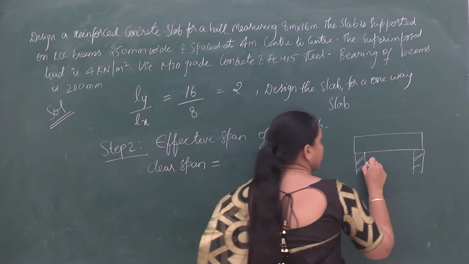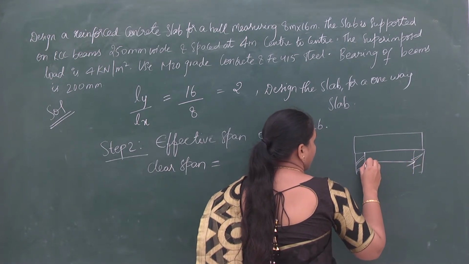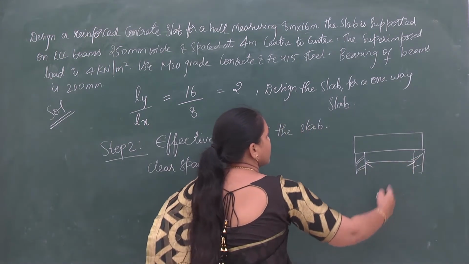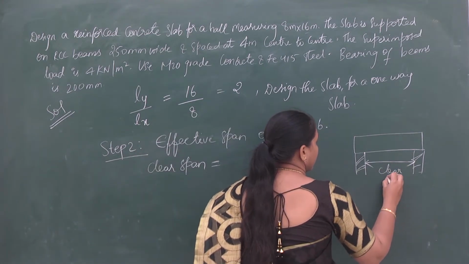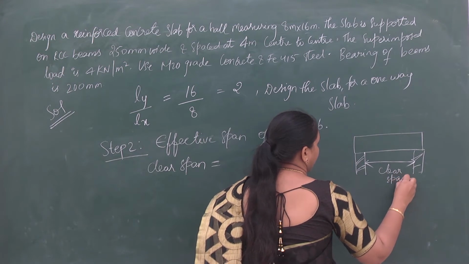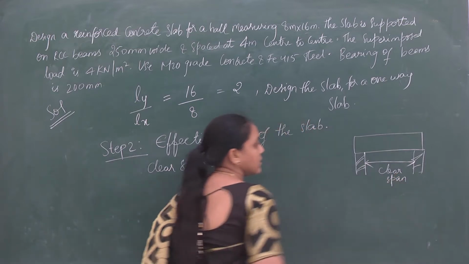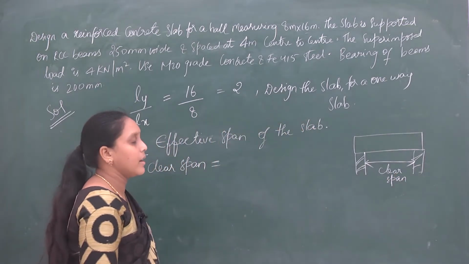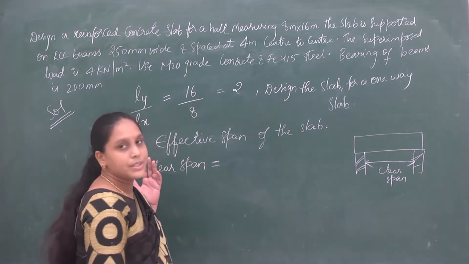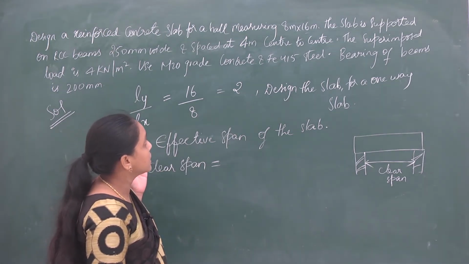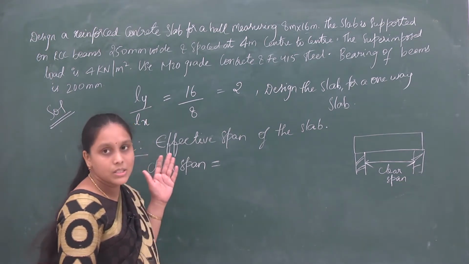The clear span is the distance between these two. So this is going to be a clear span. This is going to be a clear span. Now we have to calculate this clear span. But what is the distance we know? We know the distance from center to center of the support, which is given as 4 meters.